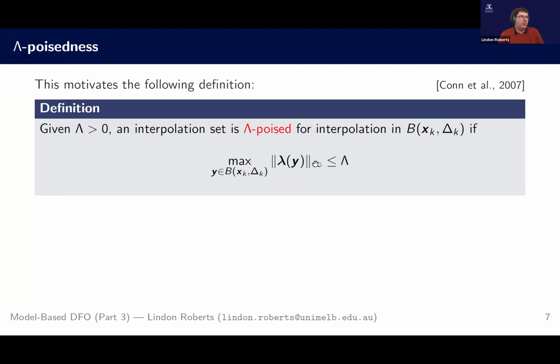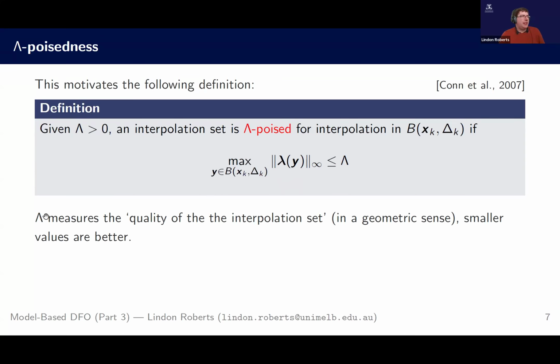So if this were a 1 norm, we would basically get the Lebesgue constant. Now it's just the infinity norm, and I'm going to call it lambda poised, where lambda is this constant on the right-hand side here. So I'm basically taking a max over this error bound over all possible values of y.